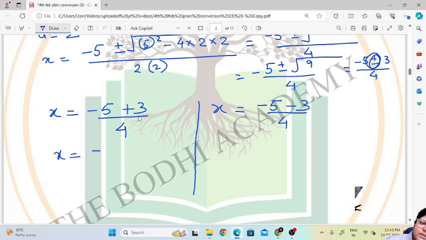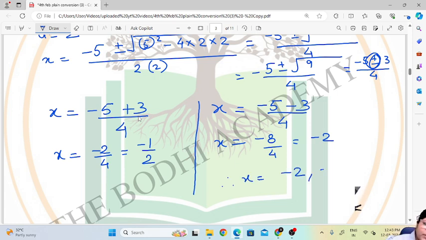Okay, now minus 5 plus 3 is negative 2 upon 4, which is nothing but negative 1 upon 2. Next is negative 5 minus 3. Negative 5 minus 3 is negative 8 upon 4, which means negative 2. Therefore at the end you can write, x equals to negative 2 and negative 1 upon 2. Okay, next.